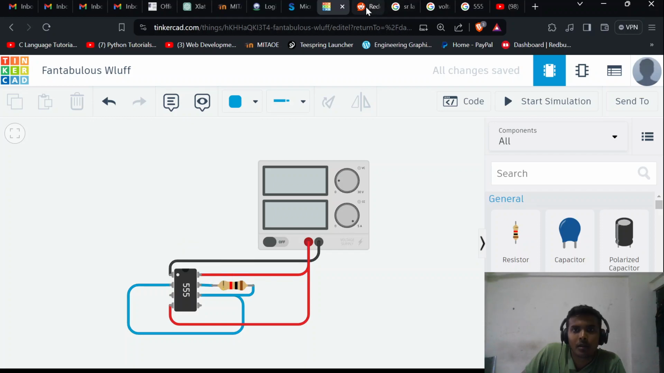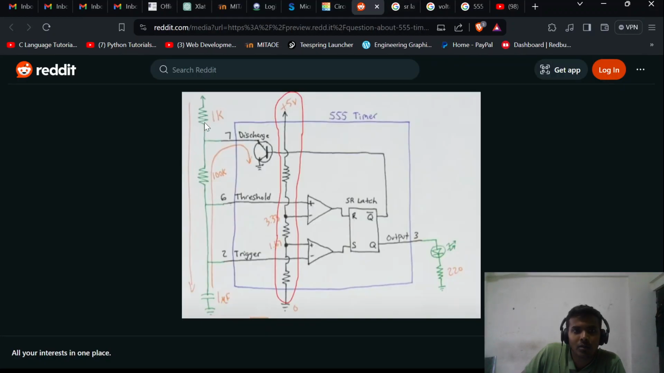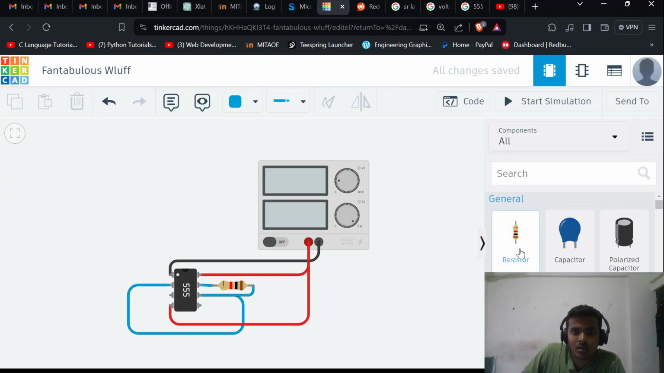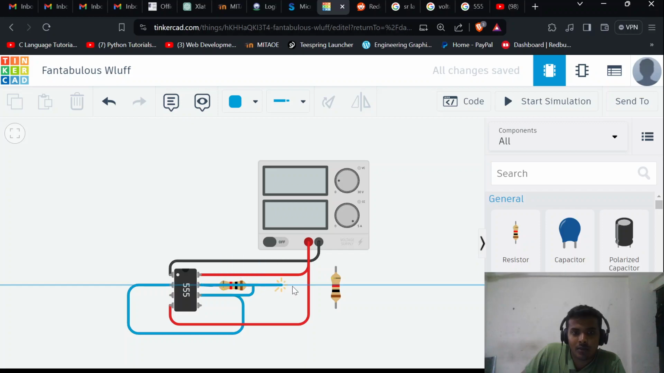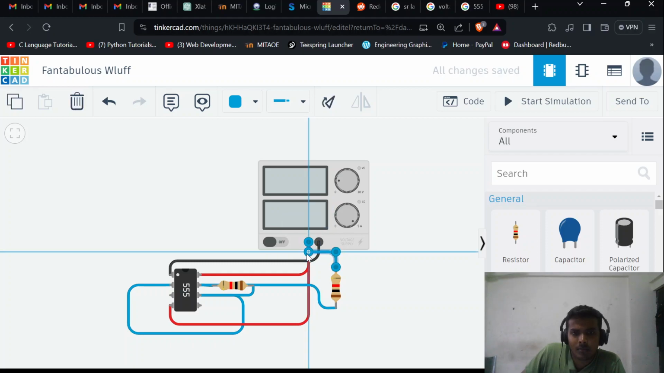And then we also have to connect pin number 7 to power through a 1k resistor. So we will need one more resistor, and one more wire from pin number 7, which will go here, and it is going to the power.